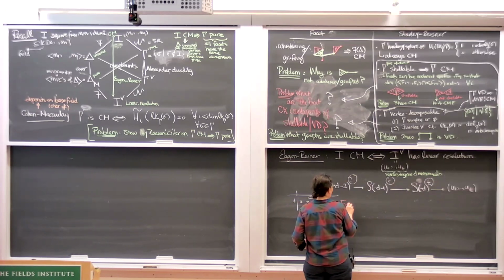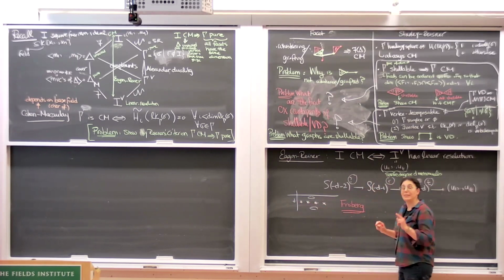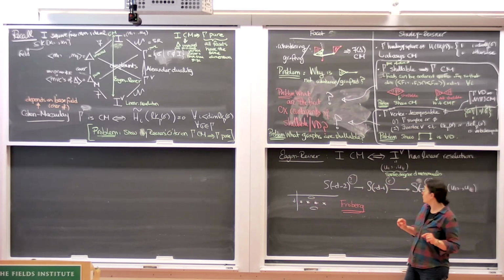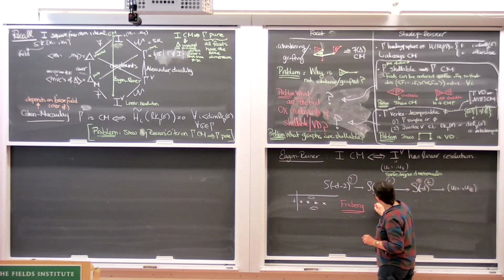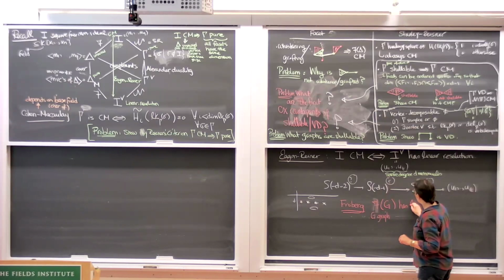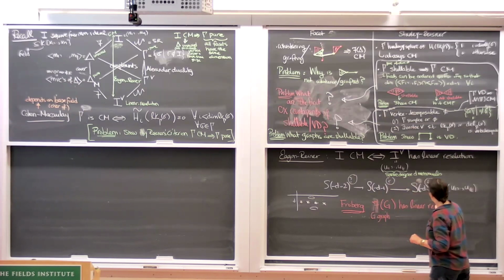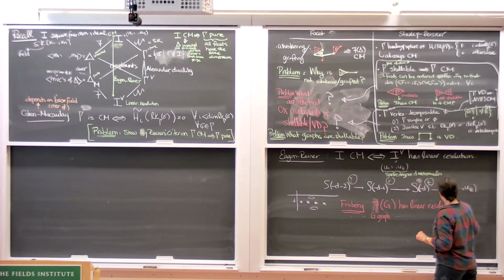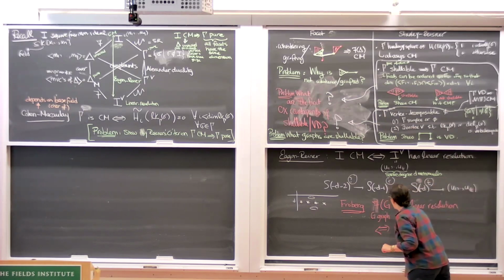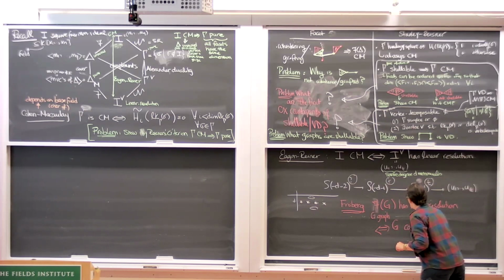I'm going to write it in red. I told you that resolutions depend on characteristic of the field, but it turns out if delta G is a graph, so actually, facet ideal of a G, where G is a graph, has linear resolution if and only if the graph G is co-chordal.